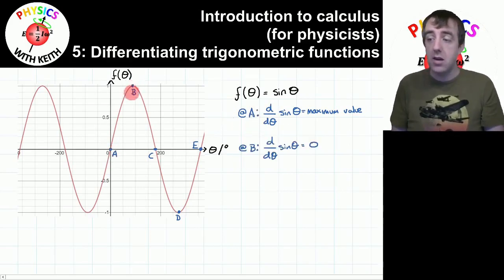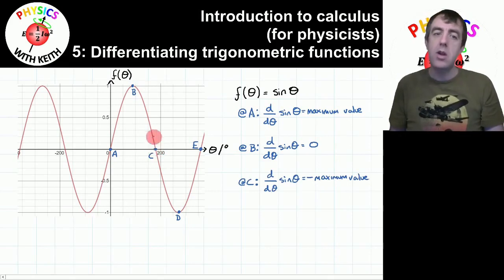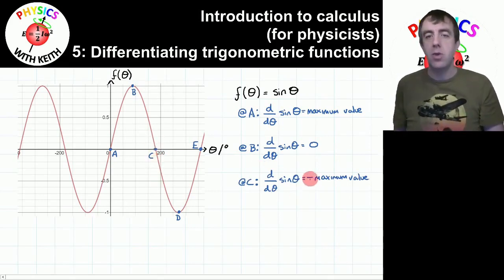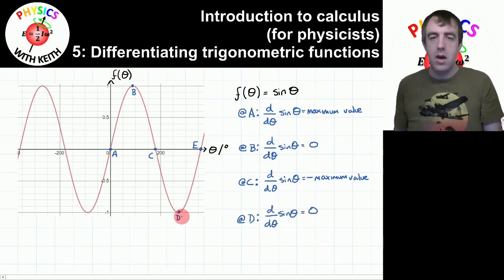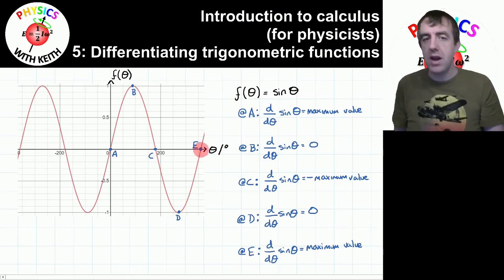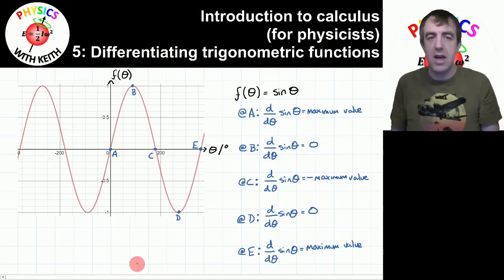At point B, the gradient is now 0. If you drew a tangent at point B, it would have 0 gradient. At point C, we now have the maximum value gradient again, but it's negative. So I put a minus sign in here. At point D, it's 0 again. And at point E, we're back to the same value we had for point A. And the whole thing repeats.